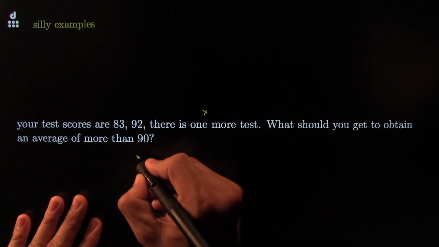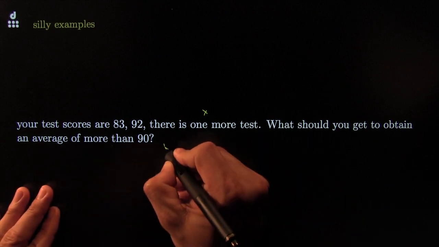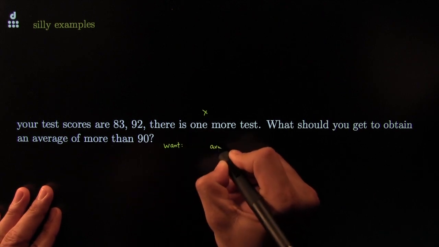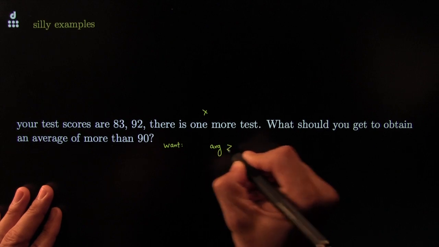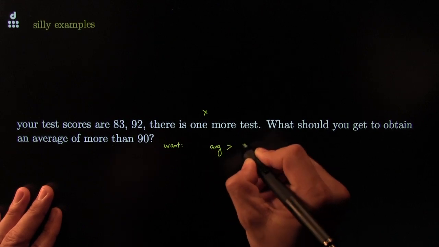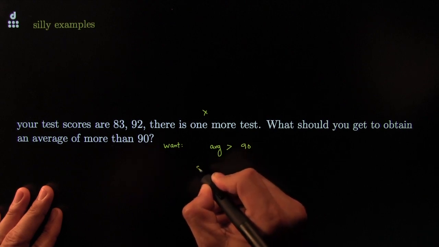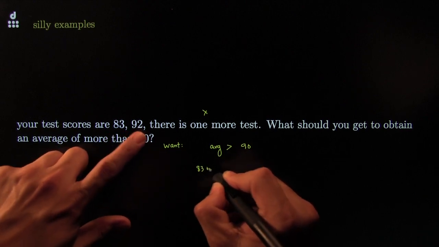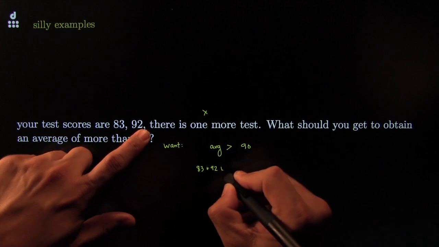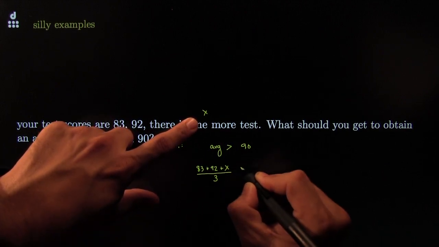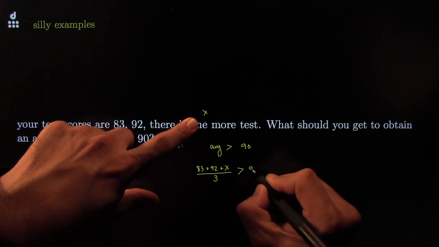What we want here, we'll write it this way. We want the average to be greater than 90. Okay, that's what we want. Well, how do you compute average? The average would be the 83 that we already have, plus the 92 that we already have, plus the x that we're going to get. You would take these 3 scores and divide by 3, and you want that to be greater than 90.